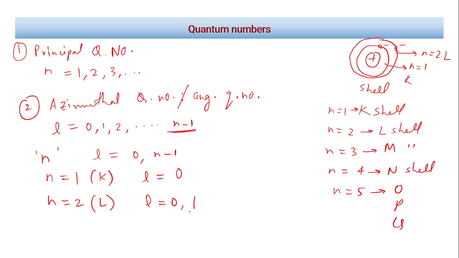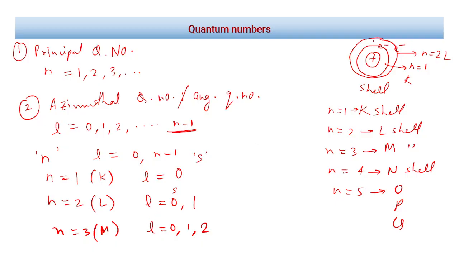And that's it, these two values. And for n is equal to 3, which is our M shell, we'll have L is equal to 0, 1, and 2. Always 1 less than the principal quantum number. And what this represents, L is equal to 0, we call it S subshell. L is equal to 0 again, that means N shell. Okay, so also these are called subshells.